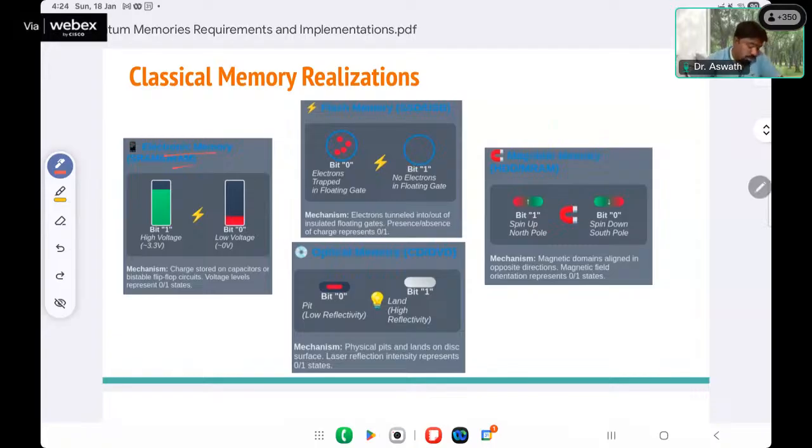That is electronic memory. When it comes to flash memory, they take a few electrons and trap them inside a floating gate. That is called a zero state. If there are no electrons inside, it is called a one state. That's flash memory for you.